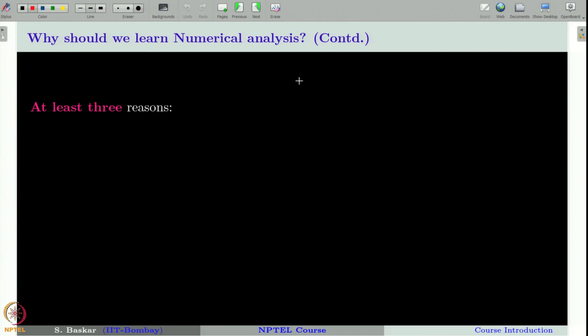However, we have at least three reasons for why we have to understand these numerical methods from their creator's point of view. Let me list them. One is, a deeper understanding of these methods will help us to develop new numerical methods, especially when the available ones are not suitable for our problem.